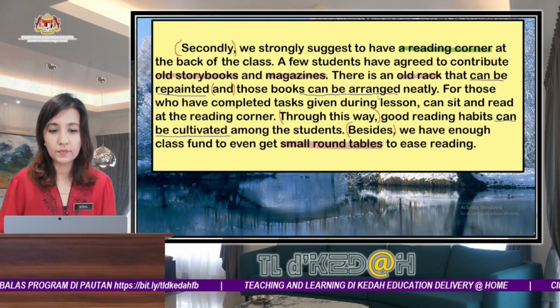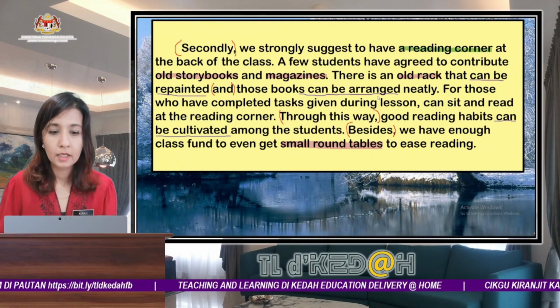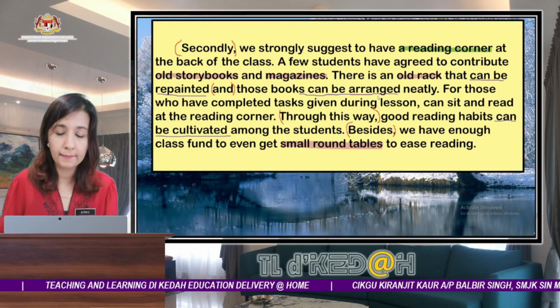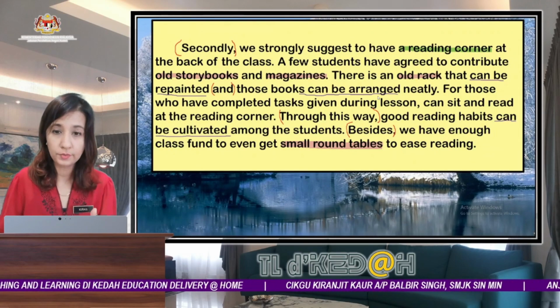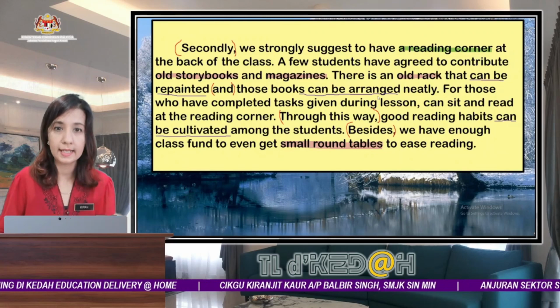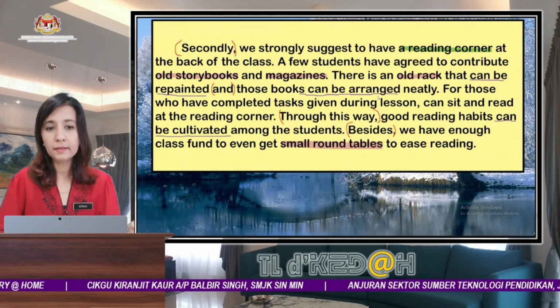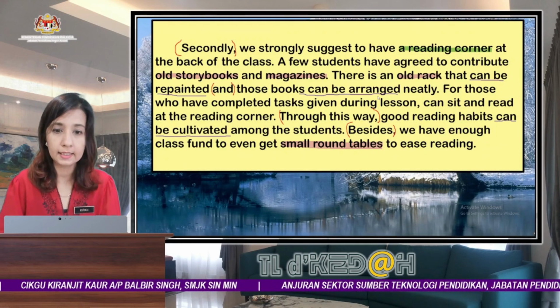We have enough class fund. Class fund means money, yeah, to even get small round tables. Okay, so we have given enough points. A point is reading corner. We have given enough elaborations and examples. Okay, and well linked. Next paragraph, last but not least, so this is a linker as well.